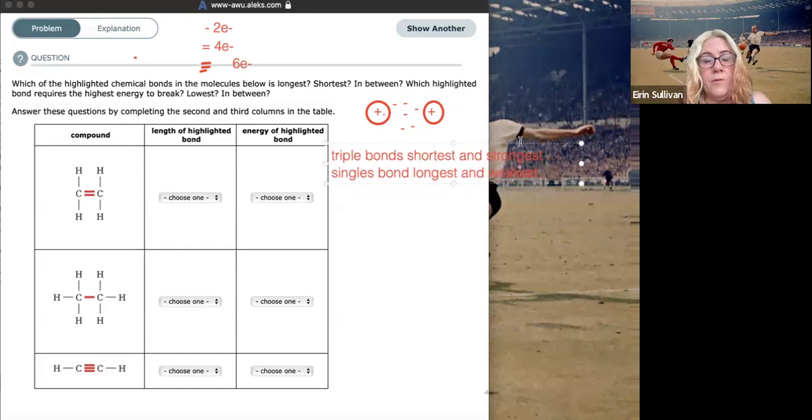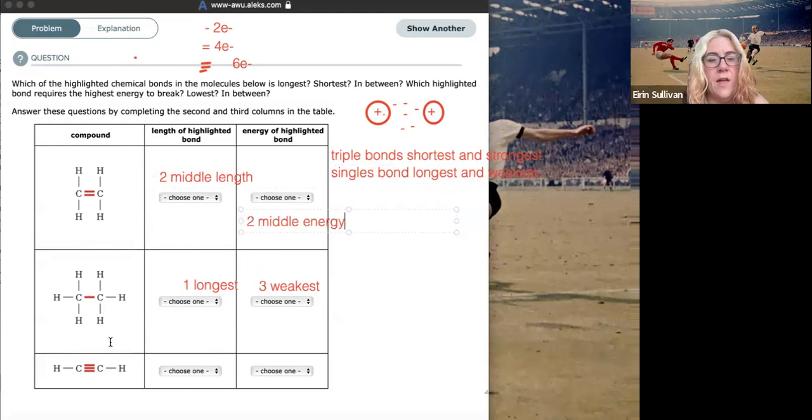So now looking at our option here, our single bond is going to have the longest length. I'm going to take 1 as being the longest. I'm not sure exactly how it's described. And it will have the weakest energy, so it'll cost the least to break. Then the double bond is going to be in the middle, so it'll be in the middle of the length, and it will also be the middle energy, whatever those number options are. And then the triple bond will be the shortest length, but it'll be the highest energy.